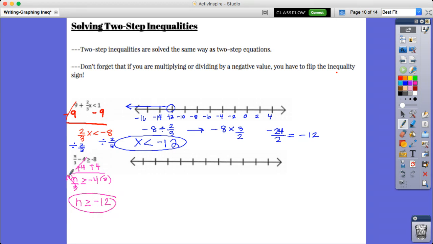We multiply by a positive value, so our sign stays the same. Now I'm going to graph this on this other number line just for time's sake, but you will need to graph this correctly on your number line. So I'm going to pretend that negative 12 is right here the same way I did up here. And that's going to be a closed circle because of the equal to sign under that. n can be any value greater than or equal to negative 12, so it's going to be going in this direction.